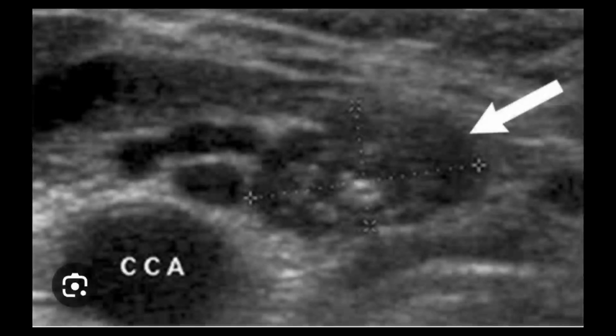Thyroid carcinoma mainly happens to be either papillary carcinoma or medullary carcinoma. If there is microcalcification, this would usually be considered papillary carcinoma, because in papillary carcinoma there will be microcalcification. So this is the example of a U5 malignant nodule.